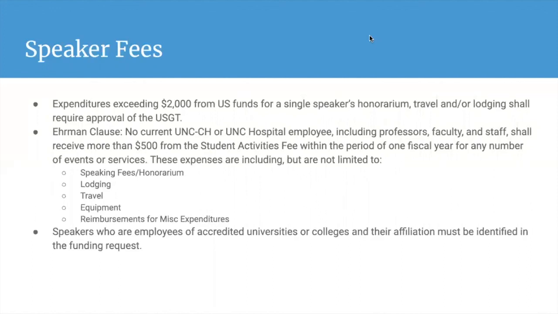We have an Ermine clause, which means no current UNC-CH or UNC hospital employee, including professors, faculty, and staff, shall receive more than $500 from the student activities fee within the period of one fiscal year for any number of events or services. These expenses include, but are not limited to, speaking fees / honorarium, lodging, travel, equipment, or reimbursements for miscellaneous expenditures. Speakers who are employees of accredited universities or colleges and their affiliation must be identified in the funding request.